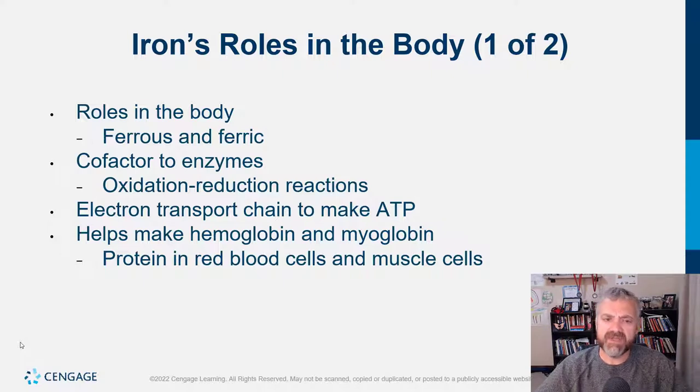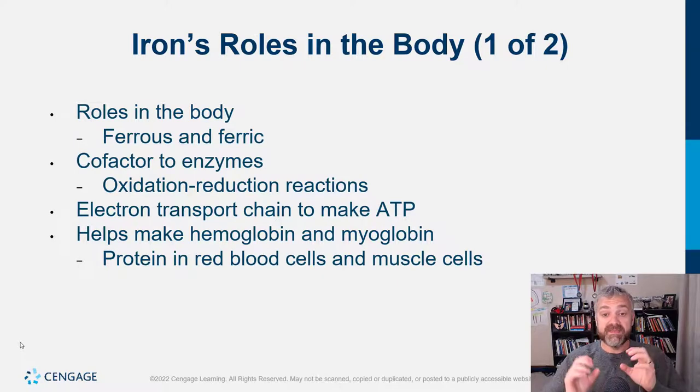But the main reason we talk about iron is this last point here. We need iron to make hemoglobin and myoglobin. So hemoglobin is about 96% of the protein that's in your red blood cells. I think of hemoglobin almost like a wedding band with a setting that holds the diamond. Hemoglobin is designed to hold iron, and then that iron is what gives hemoglobin its affinity for oxygen.